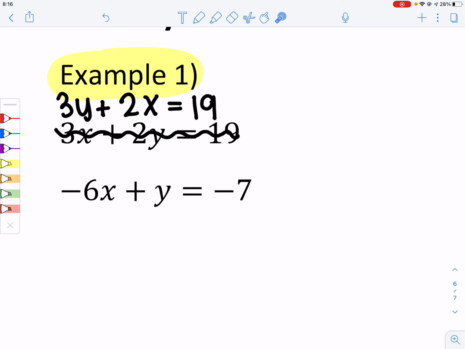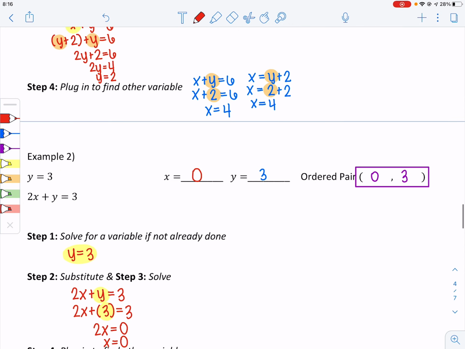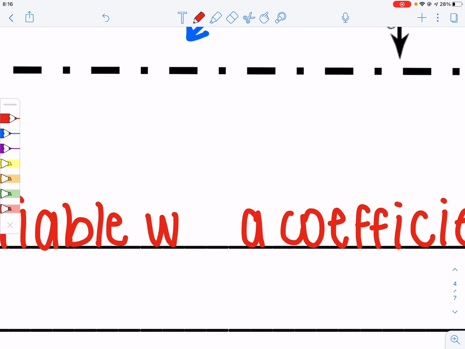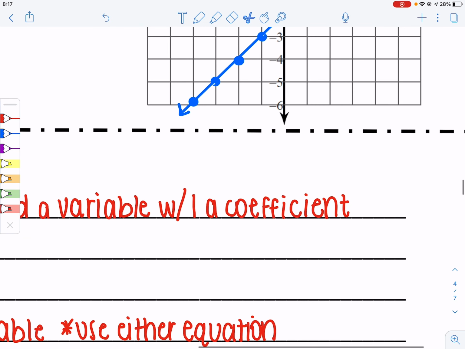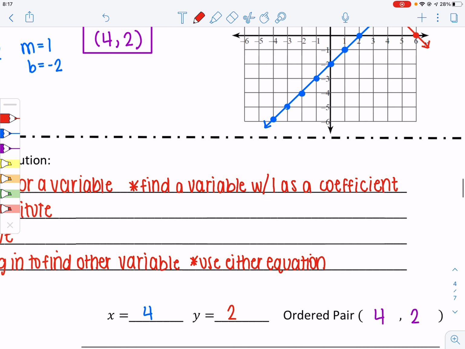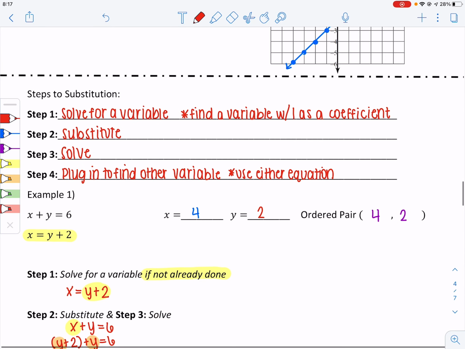All right, and then again, your first step is to solve for a variable. My hint to you is to try to find a variable that has 1 as a coefficient. That way you don't have any dividing to do, okay? So I'm going to say, find a variable with 1 as a coefficient. Go ahead and fix that one. I don't mean without a coefficient. You can't really see the coefficient there, but I want you to find a variable that has 1 as a coefficient, okay?